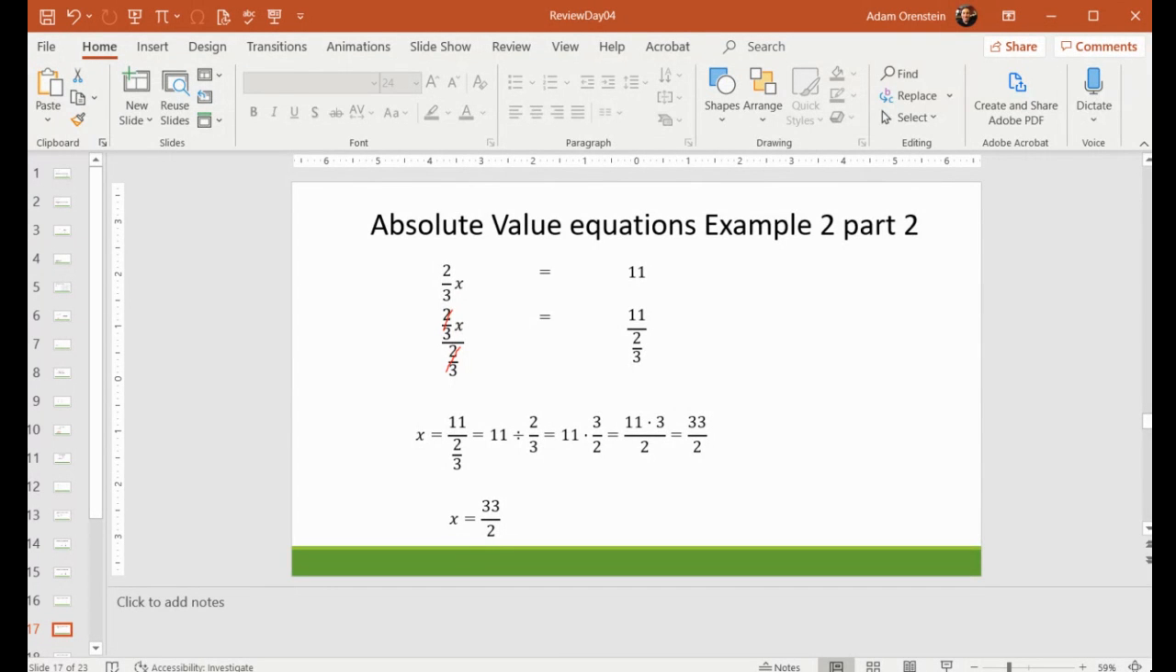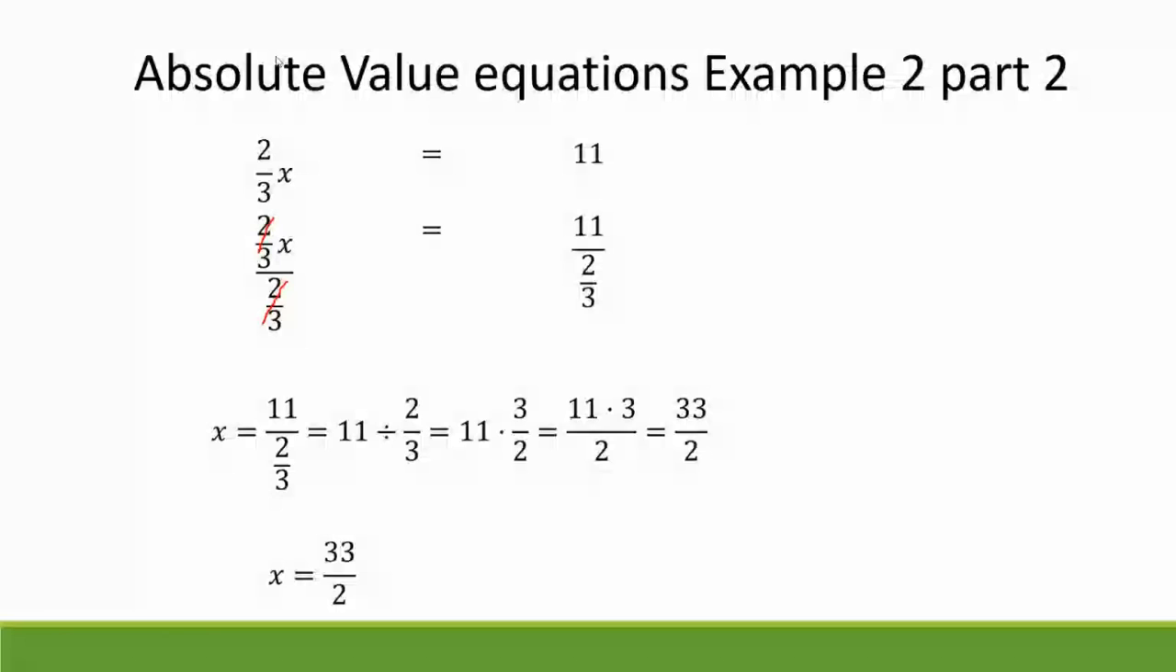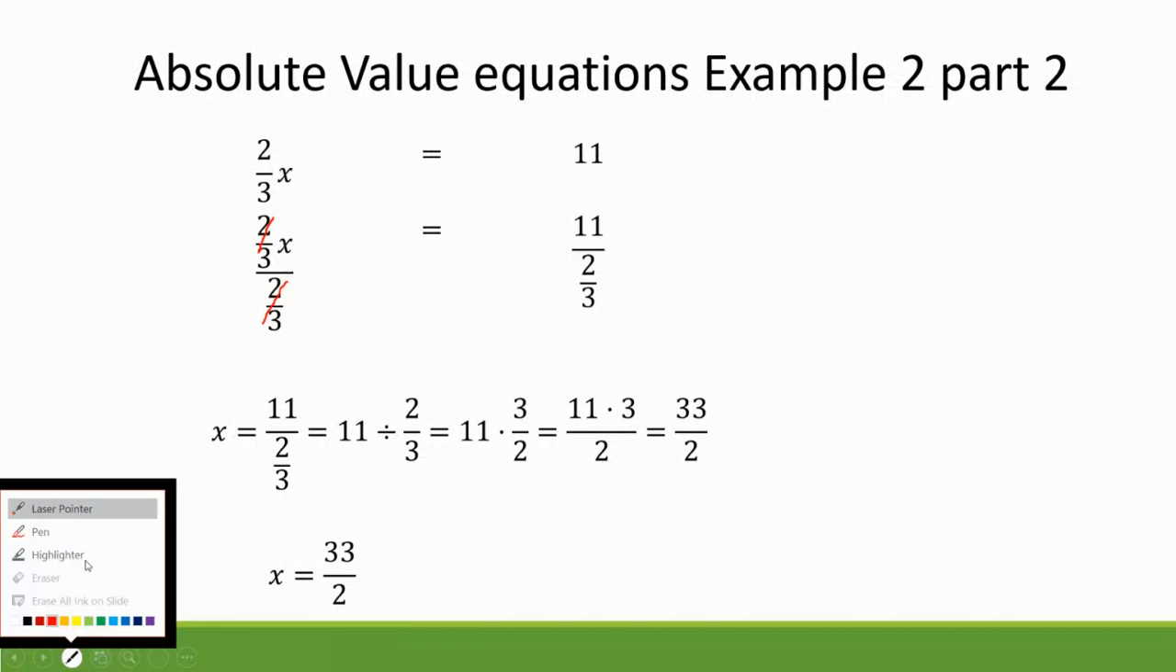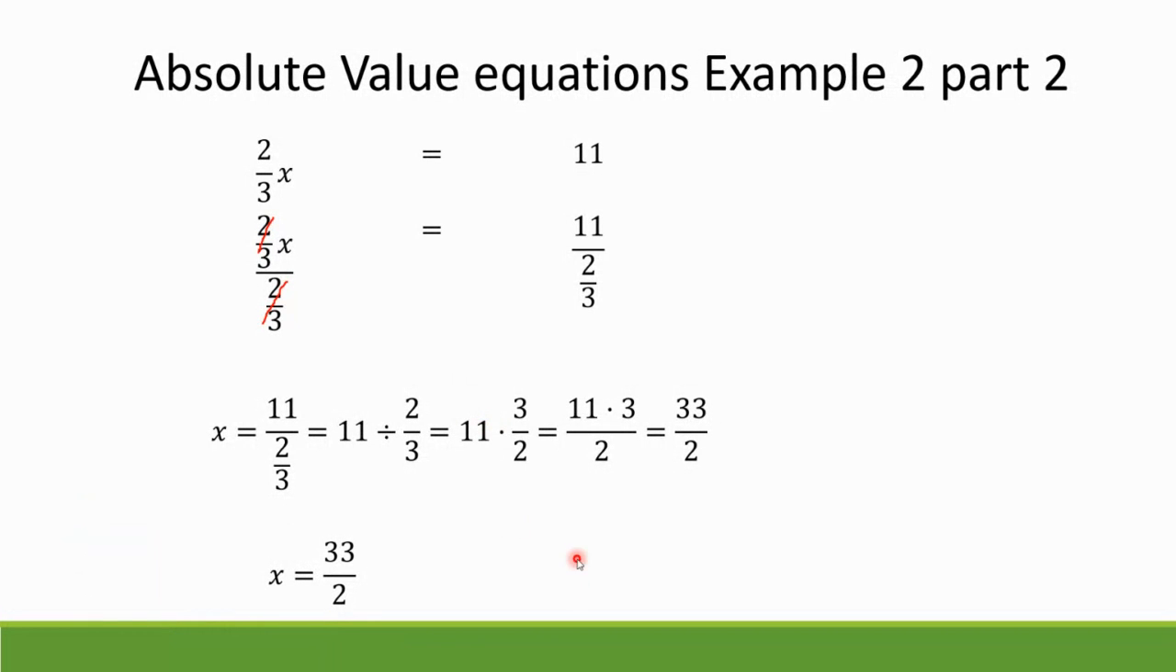11 divided by 2/3, that's the same as 11 times 3 over 2. And what is this equal to? Well, this is just 11 times 3 over 2, which is 33 over 2. And so the answer for this one is 33 over 2.